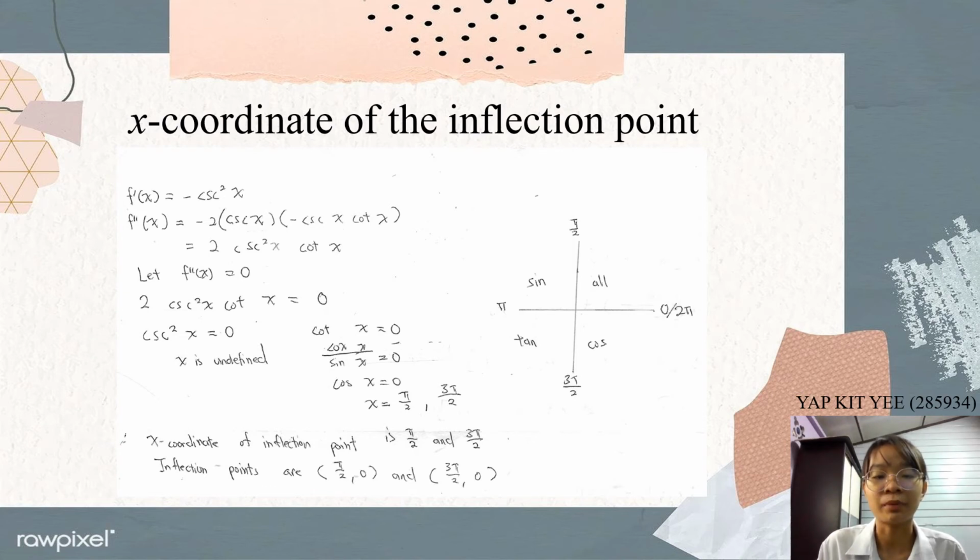How do we find the inflection point? Firstly, we need to take the second derivative of the function. After doing so, we will get 2 cosec squared x times cotangent x. If we need to find the inflection point, we need to put the second derivative of the function equal to 0. So we will get cosec squared x equal to 0, where x is undefined, whereas cotangent x equal to 0 gives x equal to pi over 2 and 3 pi over 2 according to the cycle. As a result, the x-coordinates of the inflection points are pi over 2 and 3 pi over 2. The inflection points are (pi over 2, 0) and (3 pi over 2, 0).